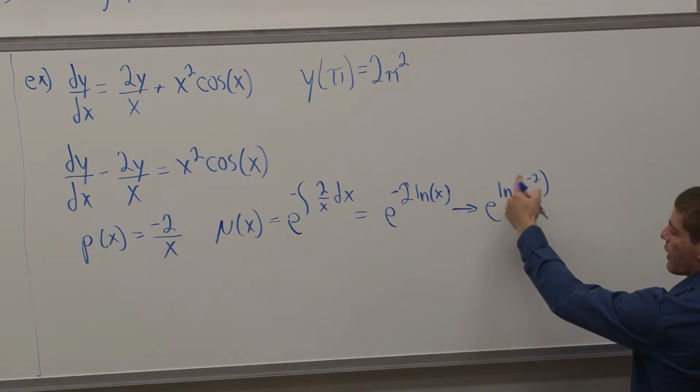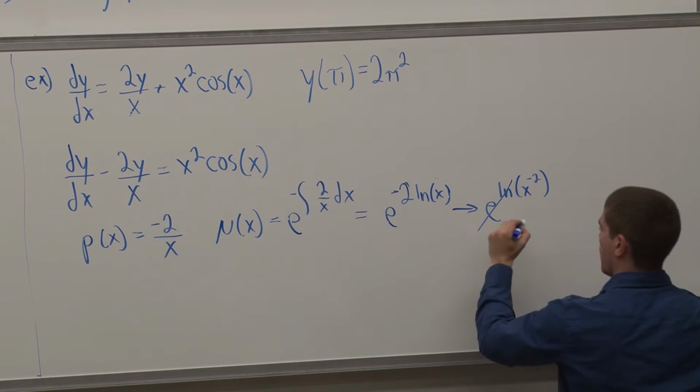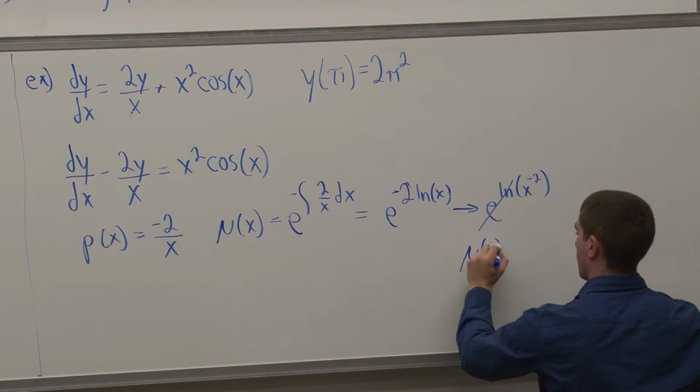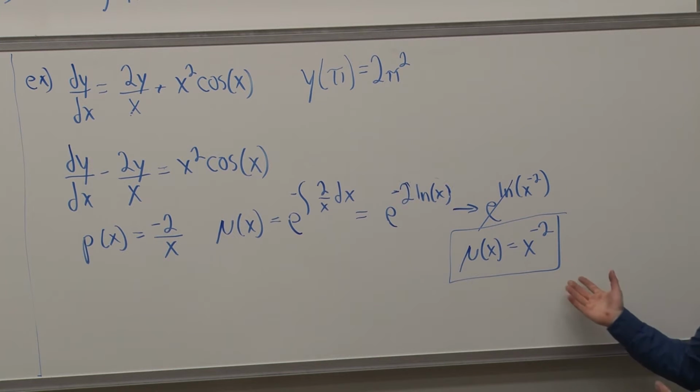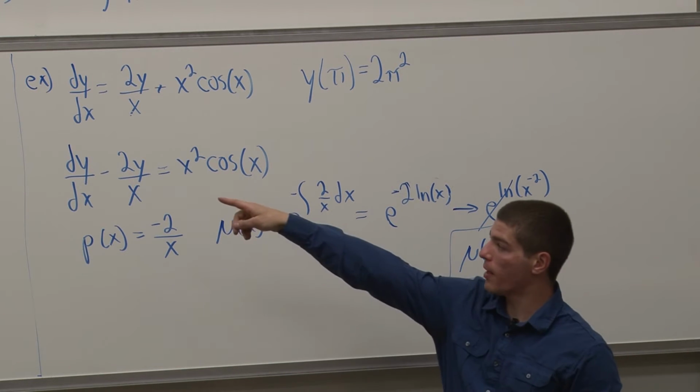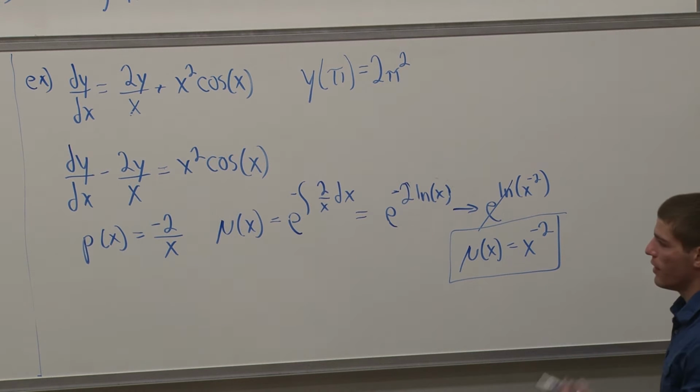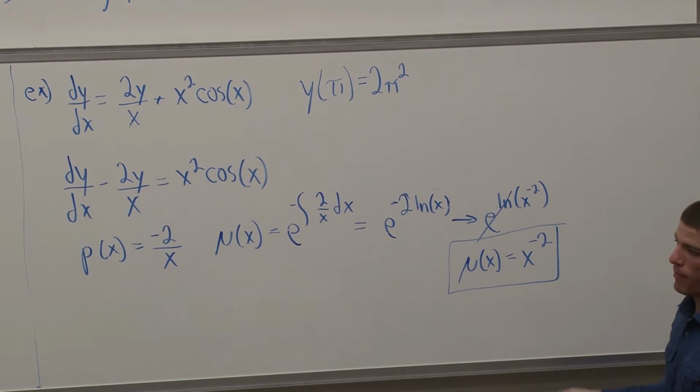So now that the negative 2 is on the top, cancel that out. Our mu of x is going to be equal to x to the negative 2. OK, so now we're basically done. If we were pressed for time, we could put everything in there and find the answer. But I'm going to go through it in one extra step.